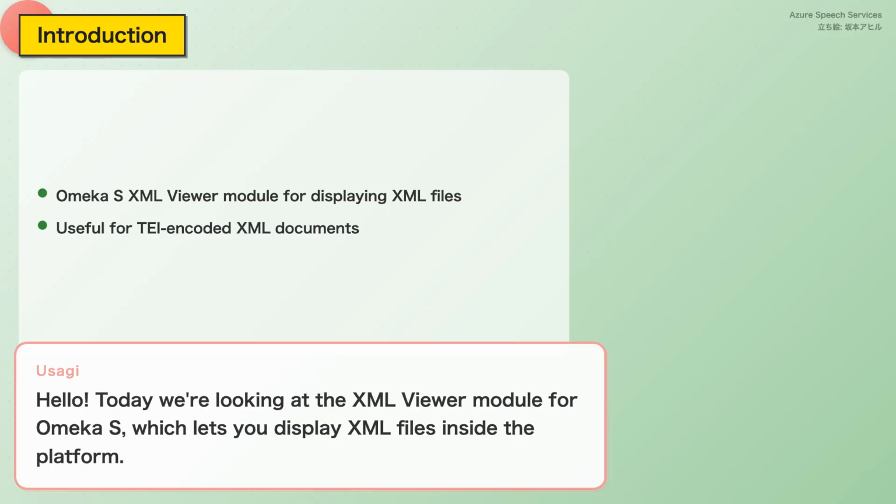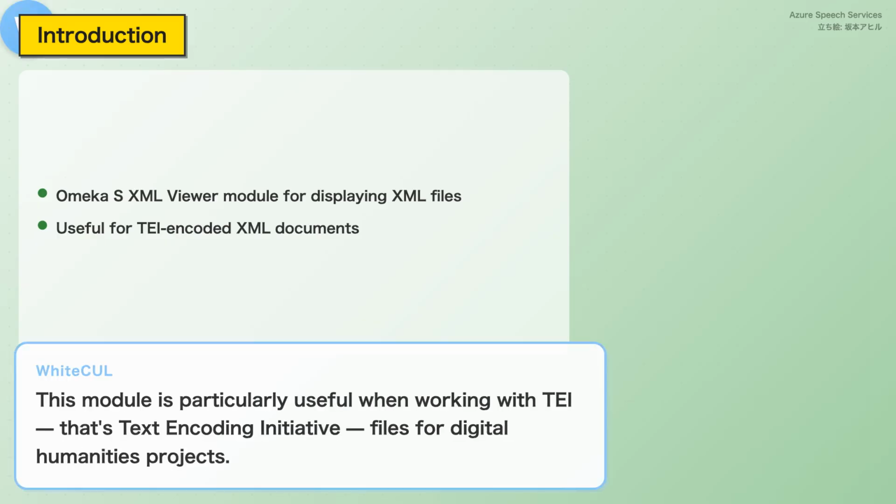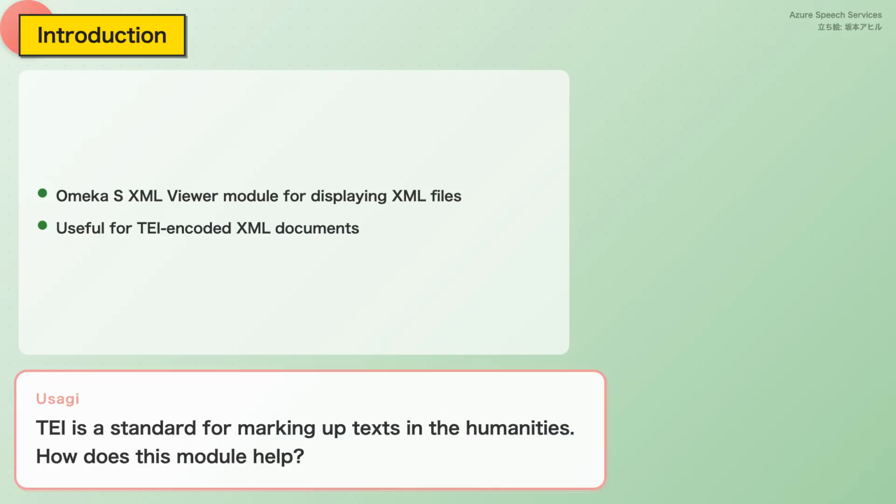Hello. Today we're looking at the XML Viewer module for Omeka S, which lets you display XML files inside the platform. This module is particularly useful when working with TEI, that's Text Encoding Initiative, files for digital humanities projects. TEI is a standard for marking up texts in the humanities. How does this module help?